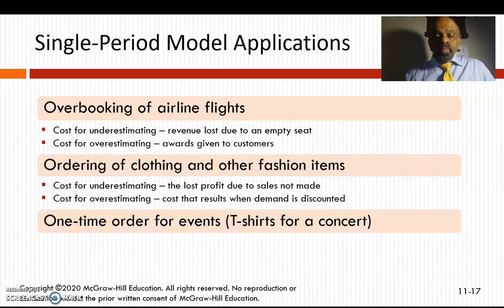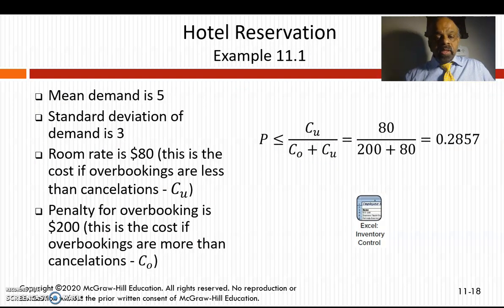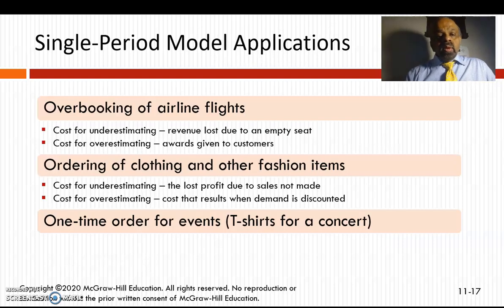So let's do some problems with that. Let's apply this single period model to overbooking of airline flights. Usually this is a problem.